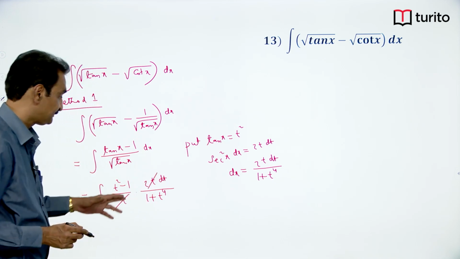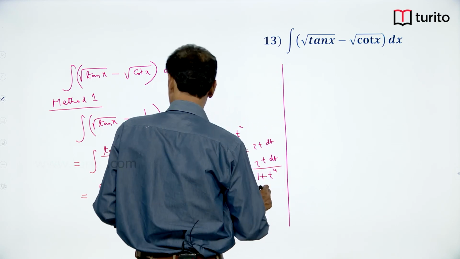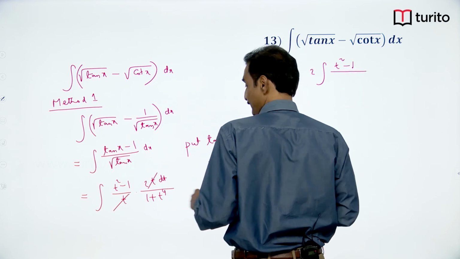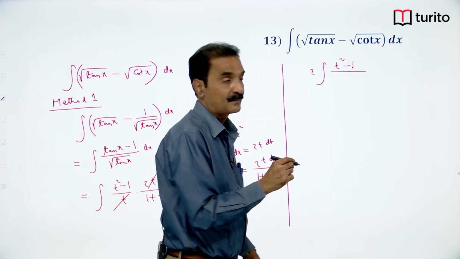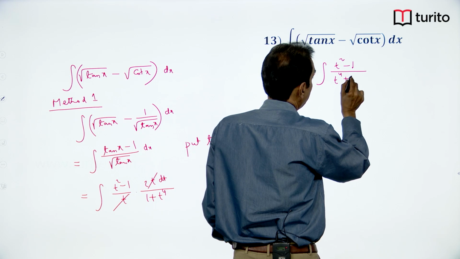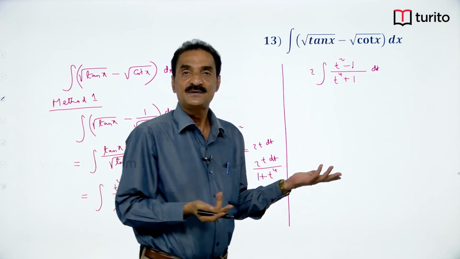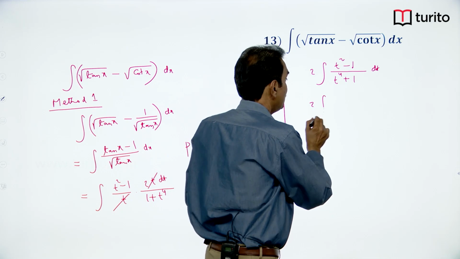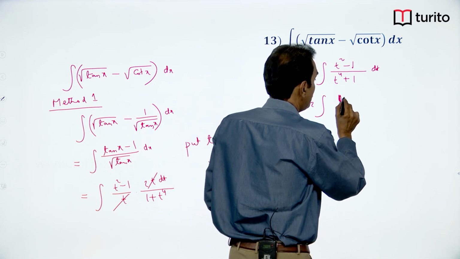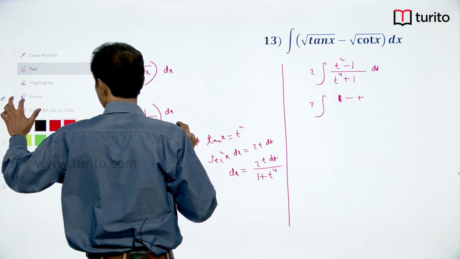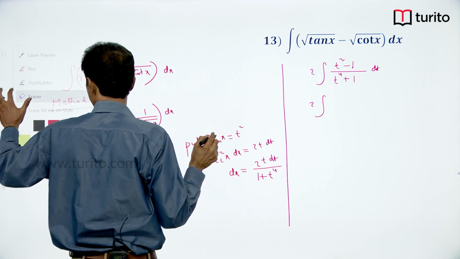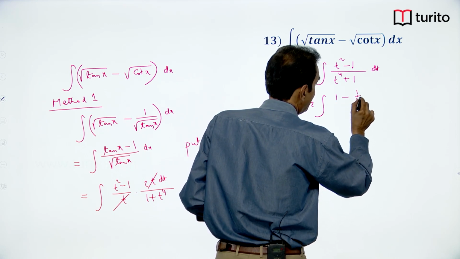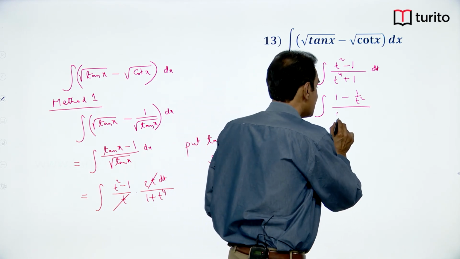T cancels, it will become 2 integral (t square minus 1) by (t power 4 plus 1). This question we have solved today, dividing numerator and denominator by t square. It will be (1 minus 1 by t square) by (t square plus 1 by t square).